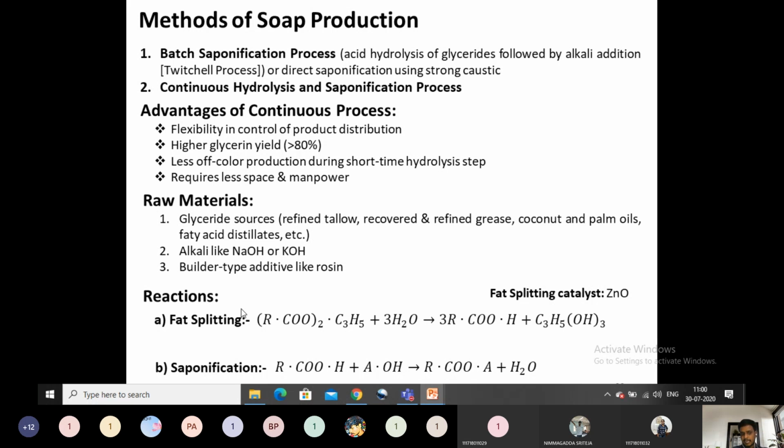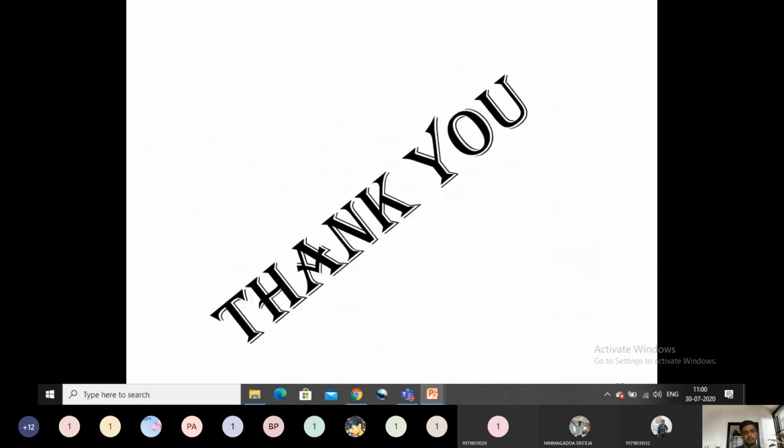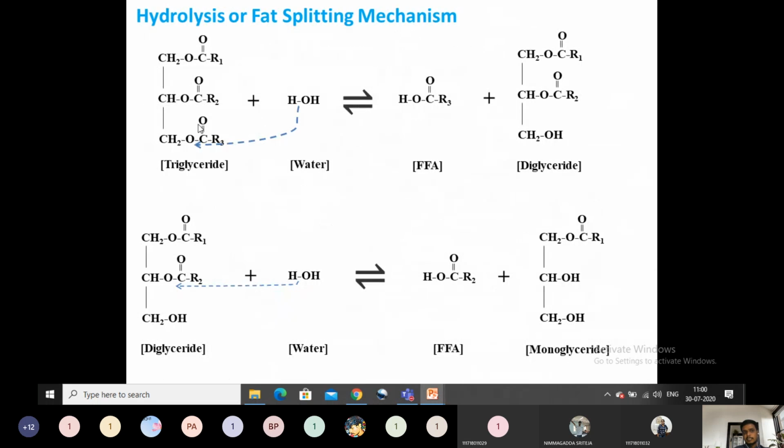So these two are the reactions. The first one among those is the fat splitting reaction. In the fat splitting, what will happen, I will show in the mechanism. I will have a mechanism here. Here you can see the hydrolysis of fat splitting mechanism. This is a fat splitting mechanism. Triglyceride or the oil molecule or the fatty acid.